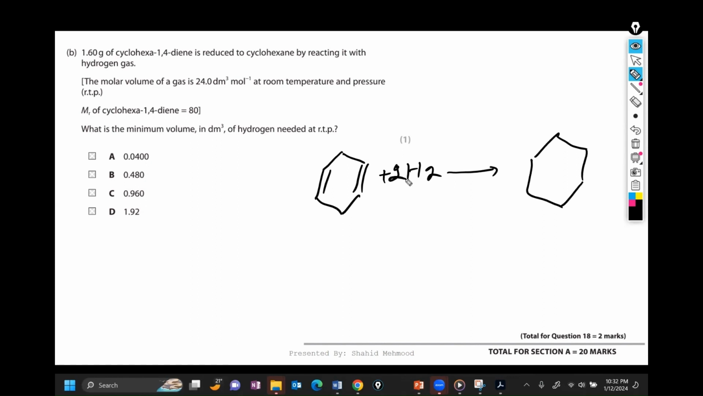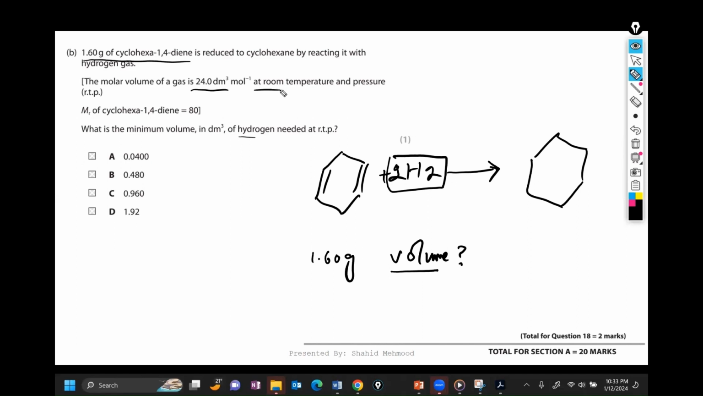Now the question is a bit simple. Simple in words. Like, what is the minimum volume in dm³ of hydrogen? So under hydrogen, write volume and a question mark. We are calculating it. While the cyclohexa-1,4-diene is given to us as 1.60 gram. Dear student, in the stoichiometric calculation, these are the ratios in which they are reacting with each other to get a product. So this is the direct method. This is volume, so you need to write the volume of hydrogen over here in the balanced equation. They already told us that the volume of 1 mole is 24 dm³. So this is 2 moles, so 24 times 2. This will be the volume of 2 moles of hydrogen.